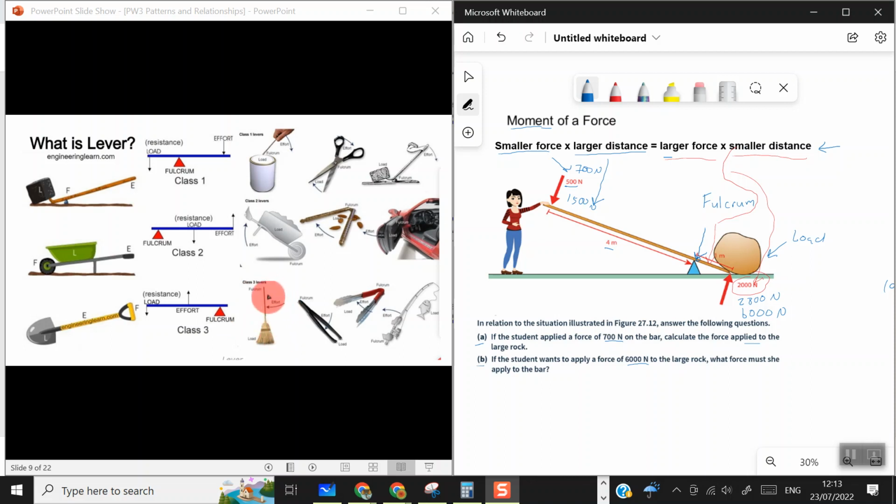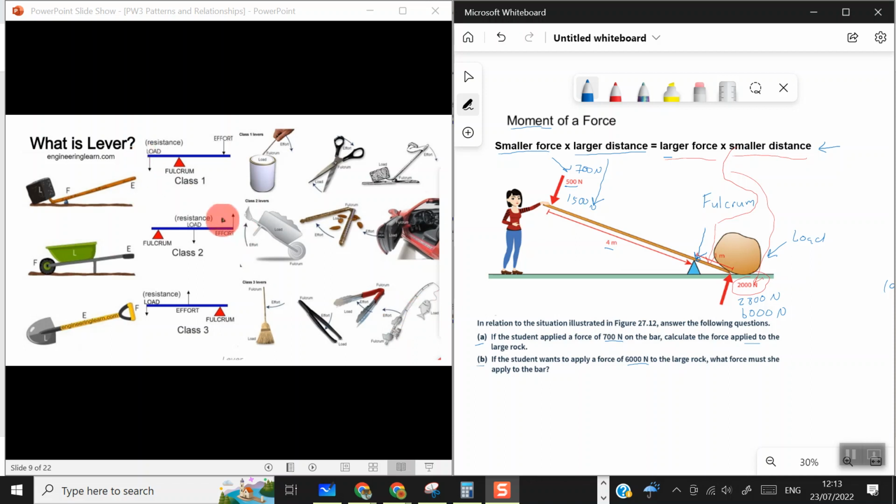Other examples of this type of lever. If you take a brush, the same principle. The turning point is up here, where your hand is. The effort is applied here, and then the load is applied down here. Same with the tweezers. For example, the fulcrum is up here, the effort is here, and the load is here as well. And the same with a fishing rod. So the fulcrum is here, the effort is applied here, and then the effect is applied here as well.